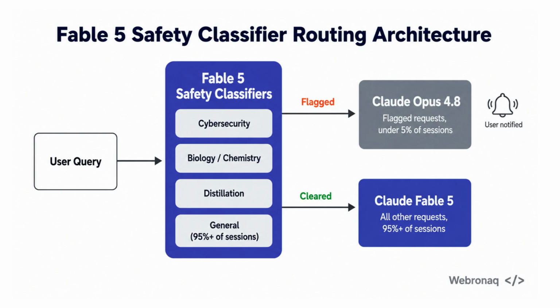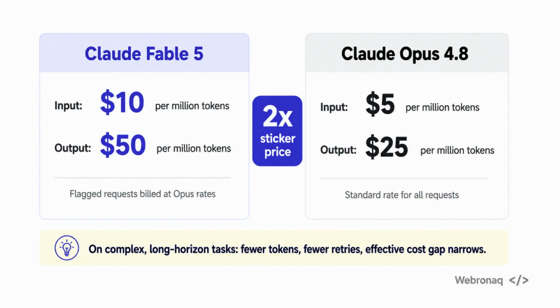That architecture shapes the cost picture. Now let's talk money. On the rate card, Fable 5 costs $10 per million input tokens and $50 per million output tokens. Opus 4.8 sits at exactly half that, $5 input and $25 output per million. Every single rate is a clean 2 times multiple. That sticker gap sounds steep, but here is what the rate card does not show.